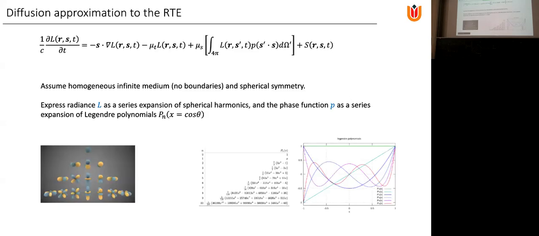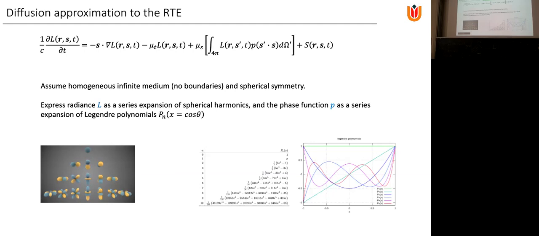You can also derive it from the transport equation. I'm going to sketch to you how it works, because it gives a few interesting properties. So this is the beautiful equation that we have on top. And what we're going to assume is a homogeneous infinite medium, so there are no boundaries. It's just all medium. Then if there's nothing else in there, you can have spherical symmetry.